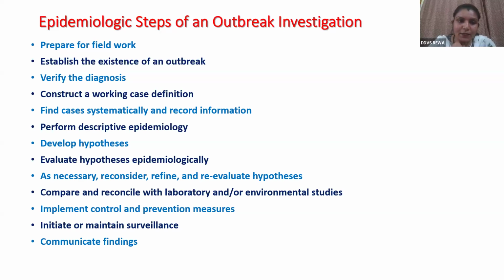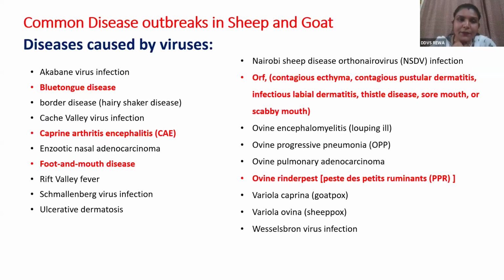Then the implementation is done so that further outbreak or the spread of the disease can be stopped. Further, we have to continuously monitor the situation and maintain surveillance so that no new cases occur. We also have to communicate these findings so that the population and the public can get the information and knowledge that this is a situation of outbreak.